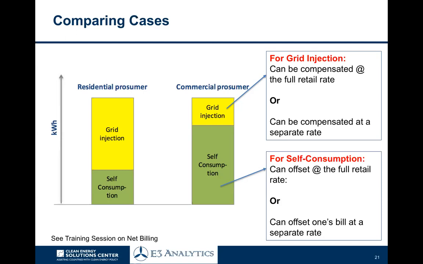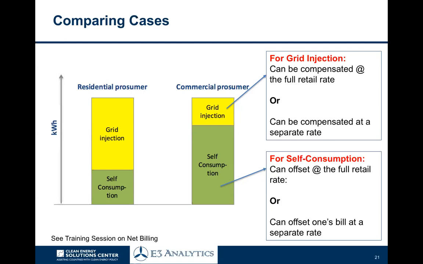Now, it's important to distinguish that each of these different things can be compensated at a different rate. The grid injection can be compensated at the full retail rate, as under net metering, or it can be compensated at some separate rate, like a net billing rate, or some other variation, avoided costs, for instance.